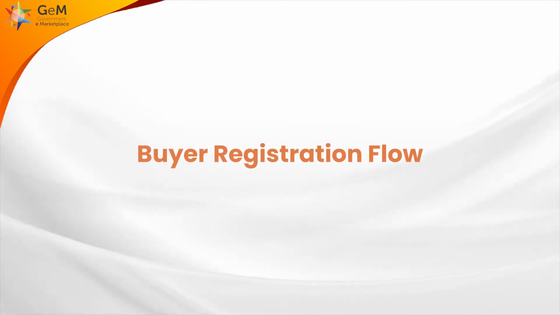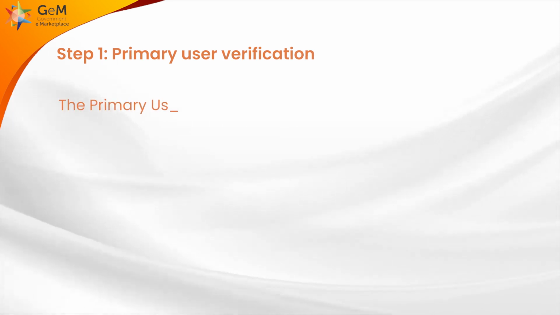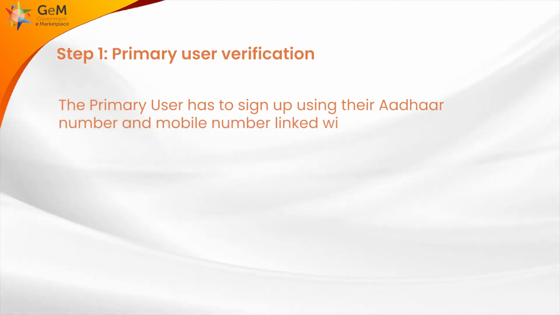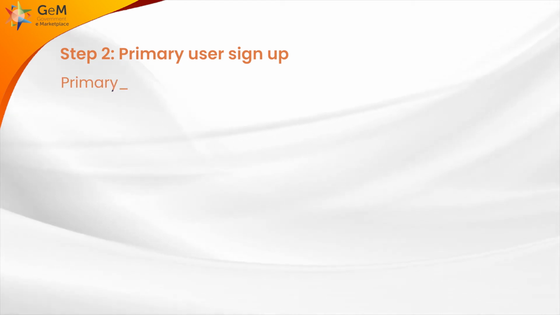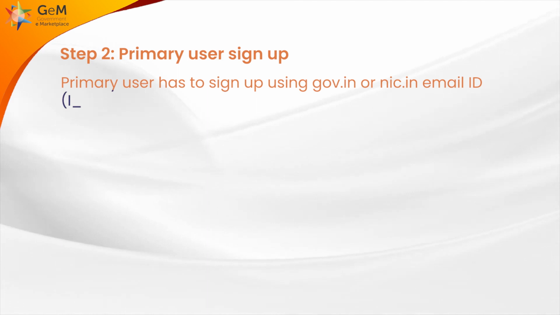Buyer registration flow. Step 1. Primary user verification. The primary user has to sign up using their Aadhaar number and mobile number linked with Aadhaar. Step 2. Primary user sign up. Primary user has to sign up using gov.in or nic.in email ID.